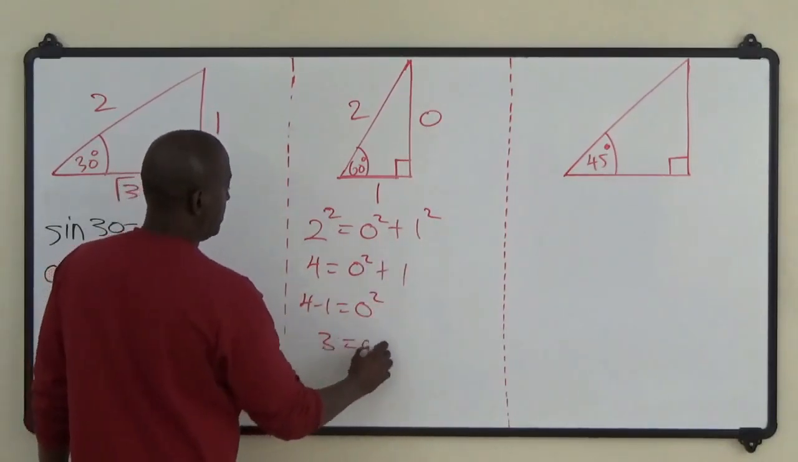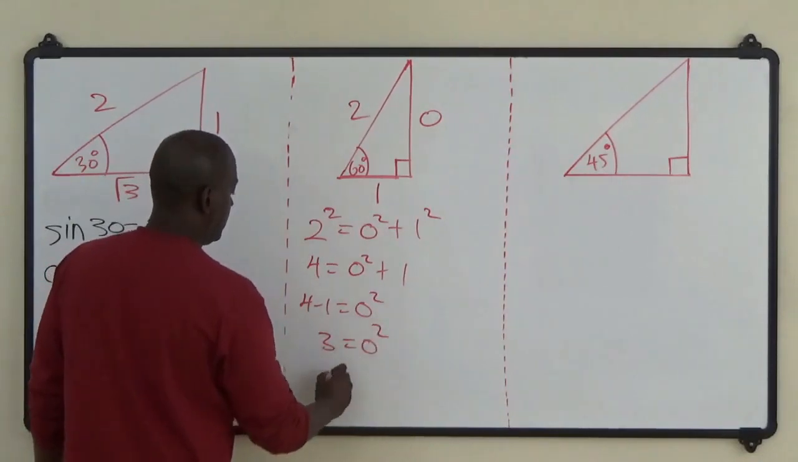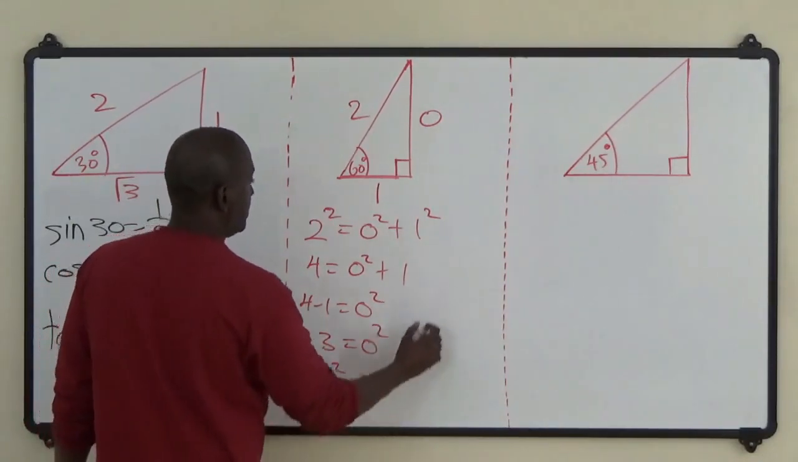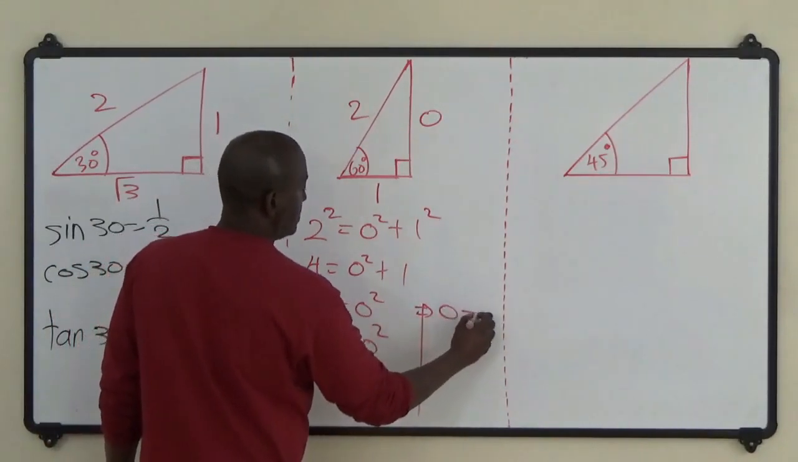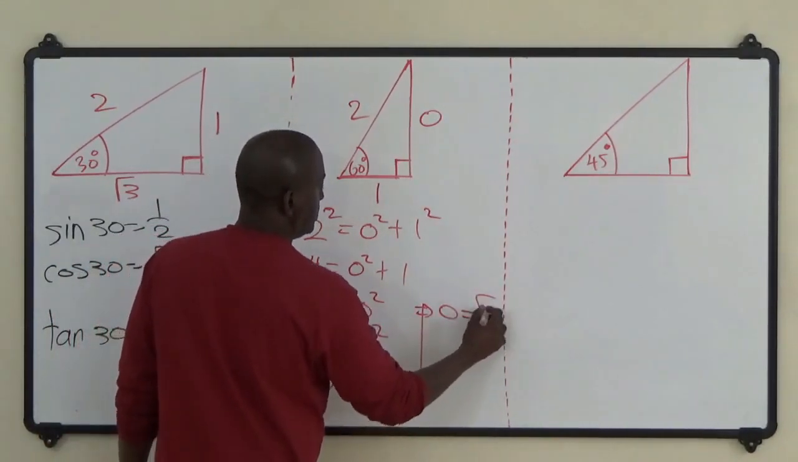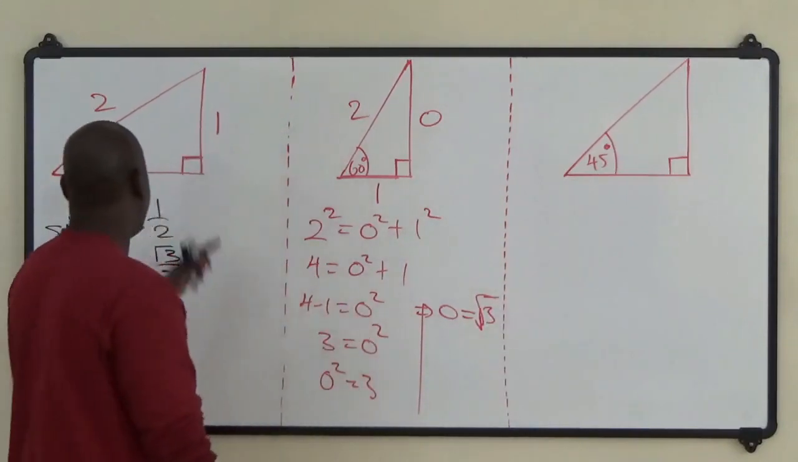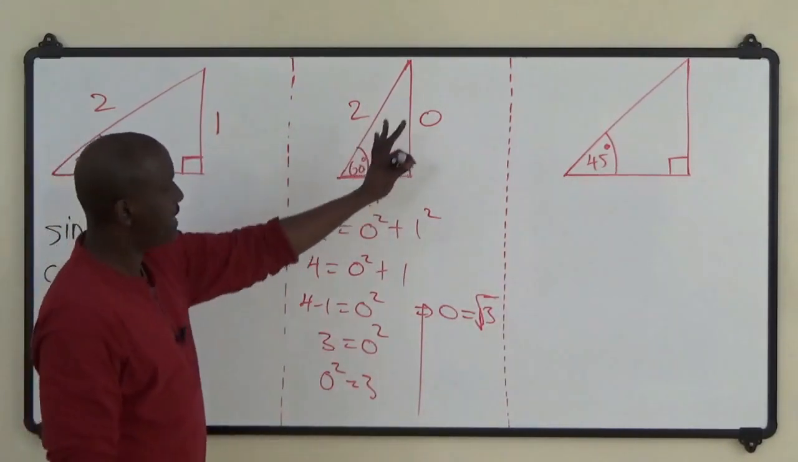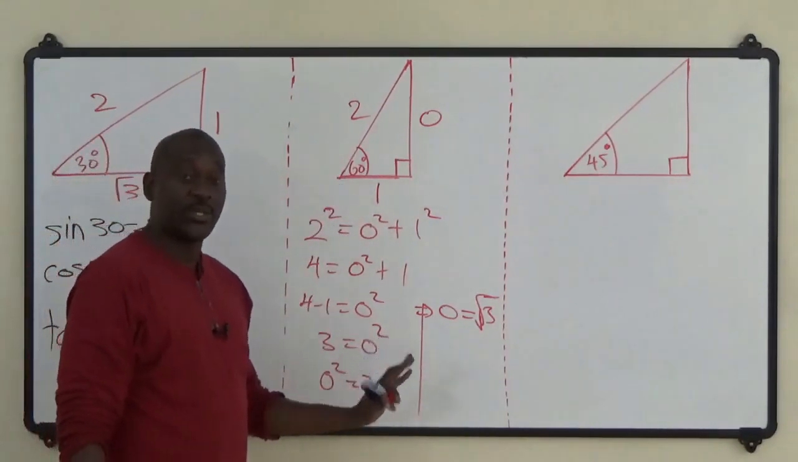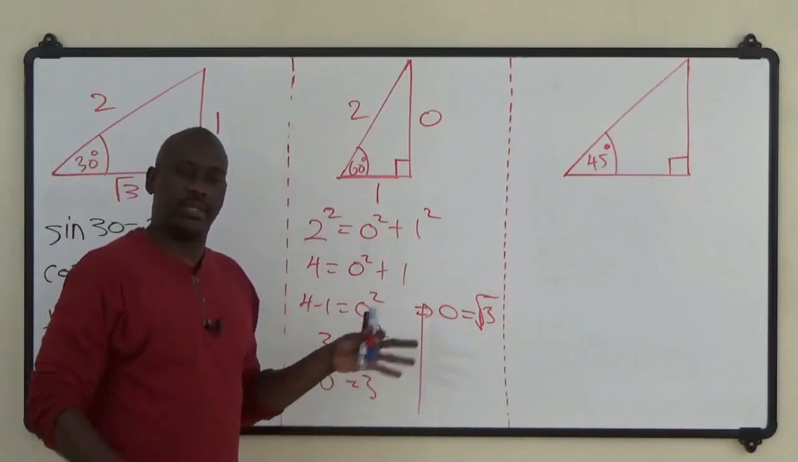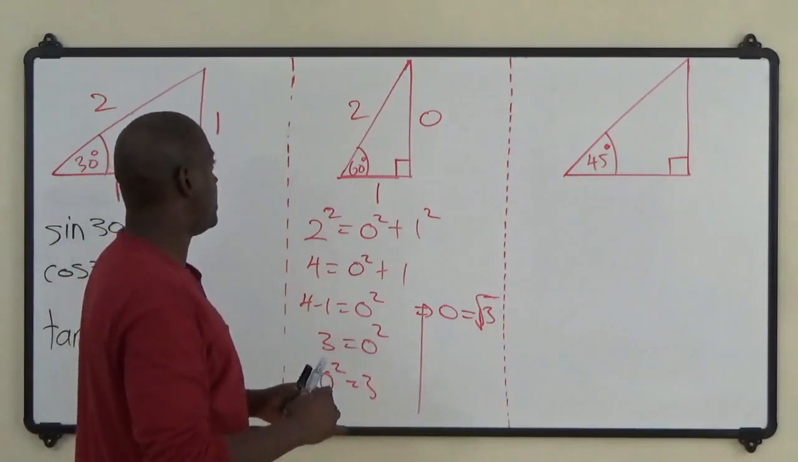So 3 is equal to O squared. So O squared is equal to 3. So therefore, O, which is the opposite side, is equal to root 3. Same calculation as we did across here, it's just that the sides are a little different, but I make sure and write it out so that you can see it. You can't say I just skipped and went through it, right?